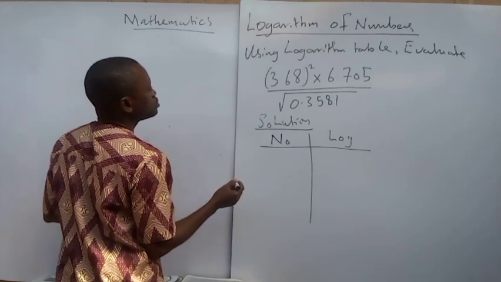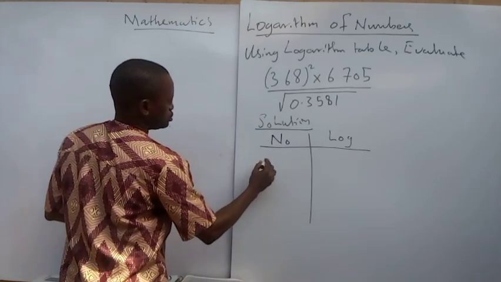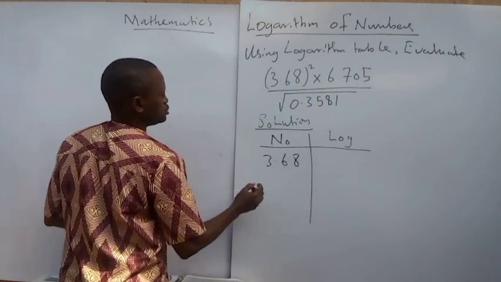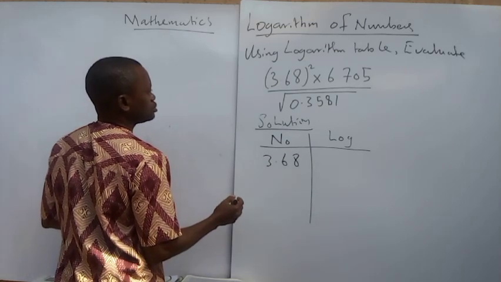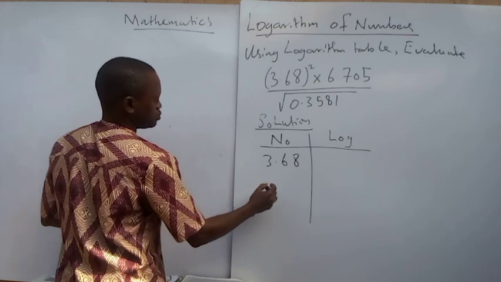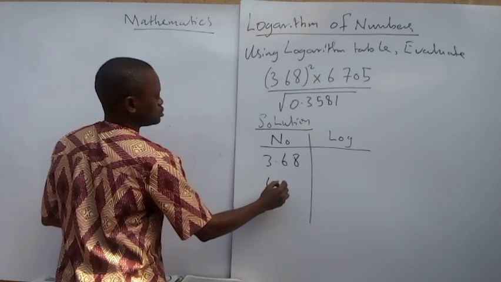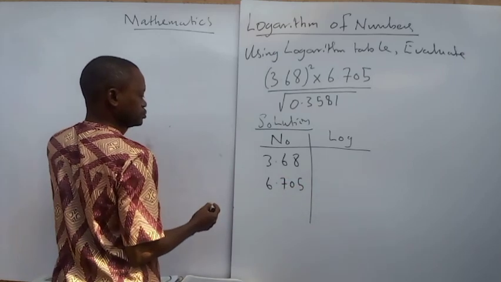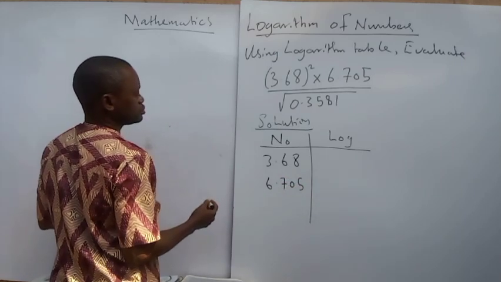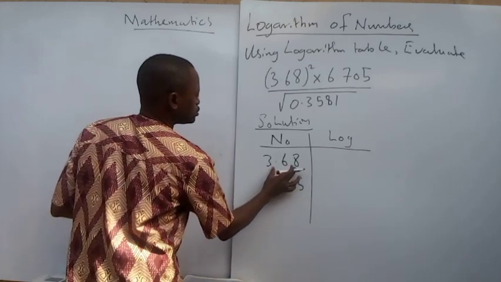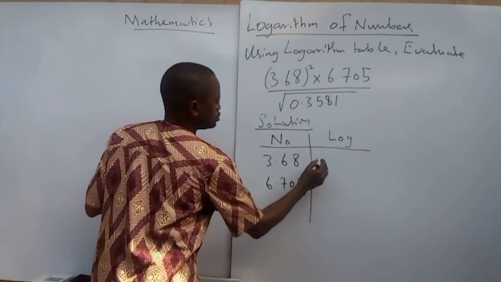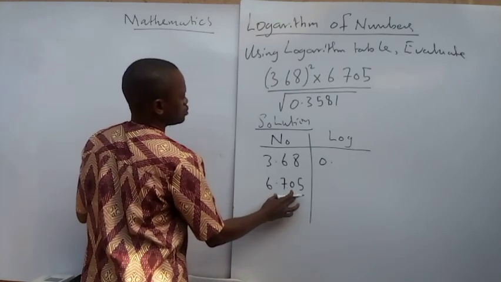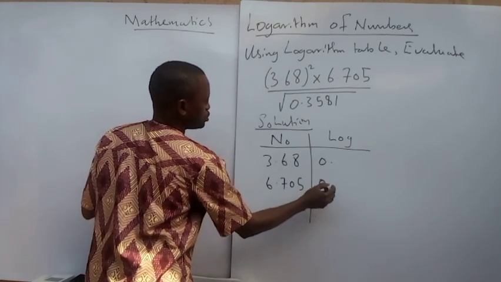So this first one is 3.68 and the next one is 6.705. The characteristic of this is 0 point, and the characteristic of this as well is 0 point.